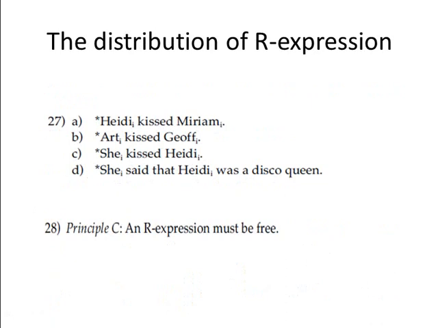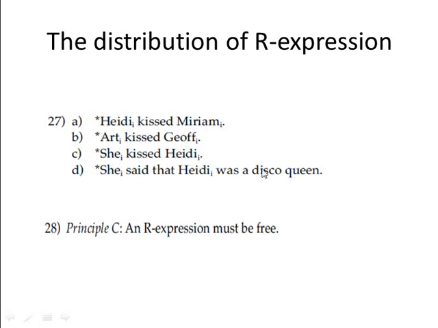Okay, now what about the distribution of R-expressions? Referring expressions. It is about Principle C. So an R-expression must be free. Heidi kissed Miriam. This is wrong. Why? Because the names are different, but they refer to the same entity. Art kissed Geoff. This is the same. She kissed Heidi. This is also not possible. How can she kiss herself?